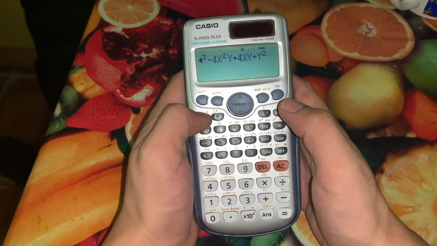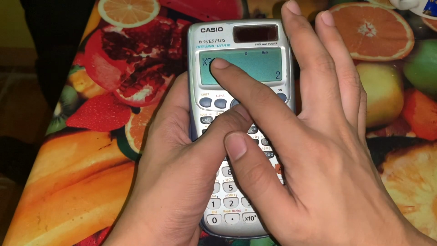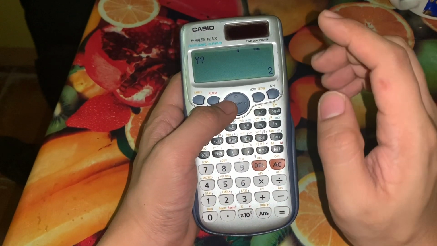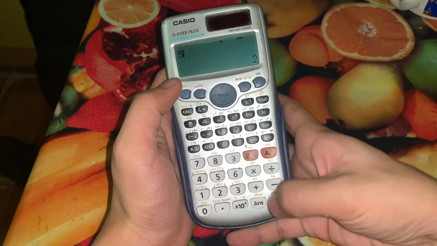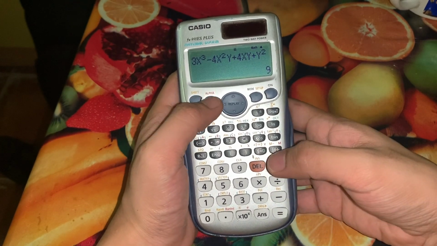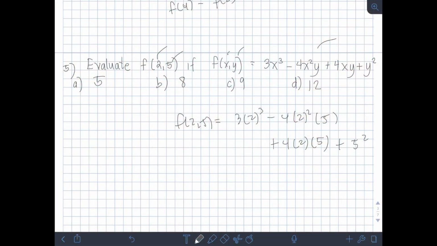And then calc ulit. So kung ano man yung value na given natin, di ba sa x ay 2? So nagtatanong siya ng value for x, press nyo 2. And then equal, tapos nagtatanong siya ng value ng y, diba yung given natin sa y ay 5, so press 5. And then equal. So therefore, nasolve yung sagot ay 9. Okay? So therefore, the answer is letter C.